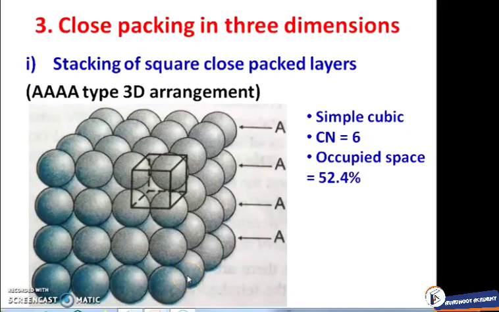Now the third type is close packing in 3 dimensions, that is stacking of square close packed layers. This is the AAAA type 3-dimensional arrangement. Now here consider the bottom layer. In this way, first of all, spheres are arranged along the x-axis, then arrangement is done along the y-axis. This is the bottom layer. This bottom layer is along the 2 dimensions, x and y.